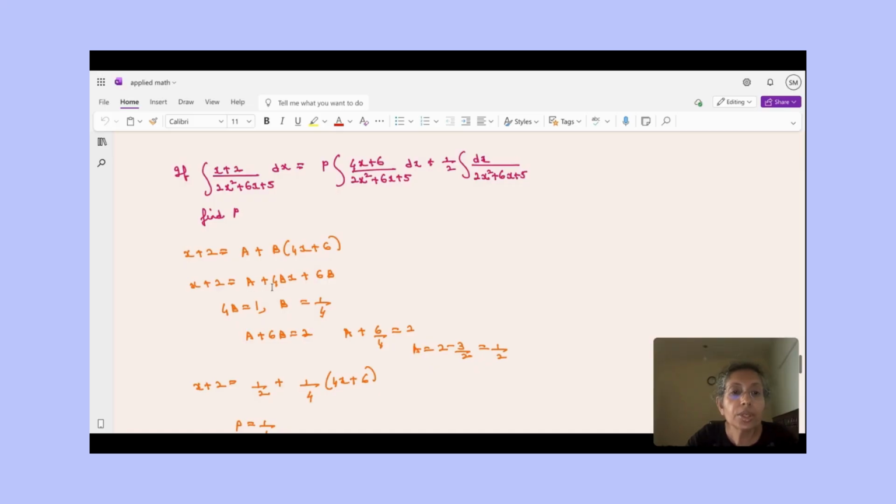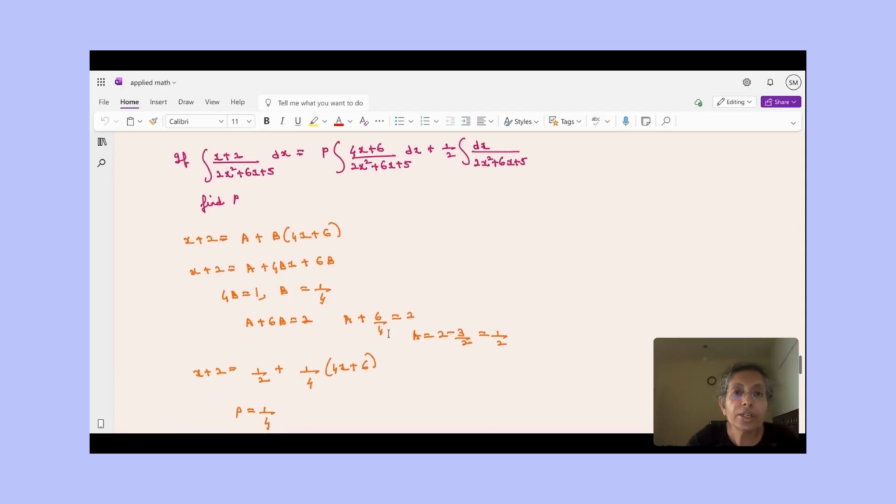So x plus 2 equal to a plus 4bx plus 6b. Coefficient of x is 4b in the right hand side, left hand side is 1. So b is 1 by 4. Then a plus 6b is 2. Substituting for b, you get a as half. So x plus 2 becomes half plus 1 by 4 into 4x plus 6. And now if I divide by 2x squared plus 6x plus 5 and compare, p equal to 1 by 4.